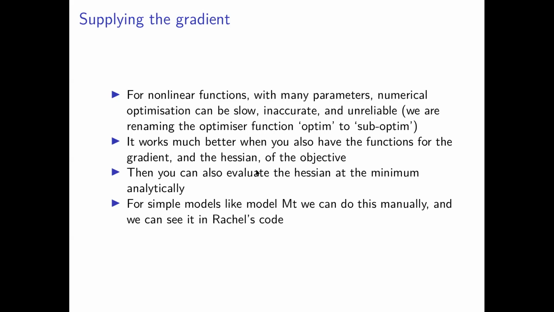Then you can also evaluate the Hessian at the minimum analytically. So instead of getting the numerical approximation of the Hessian from the optimizer function, you can just evaluate it, given that you have the function of the Hessian. For simple models like Model MT, we can actually derive these derivative functions and just code them up manually. And I'll show you that in Rachel's code.